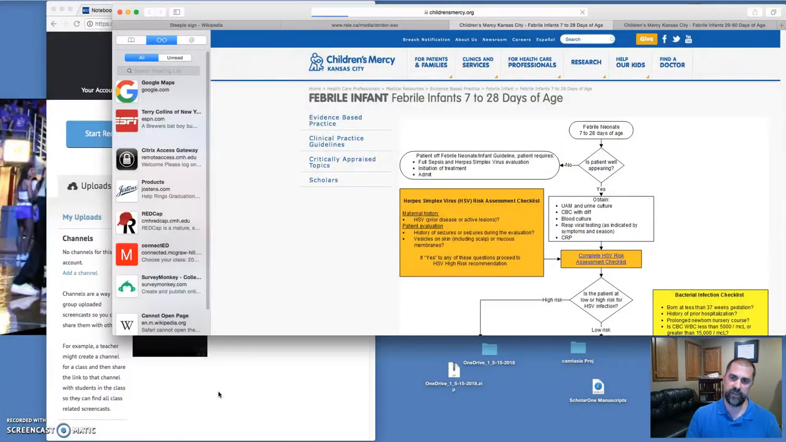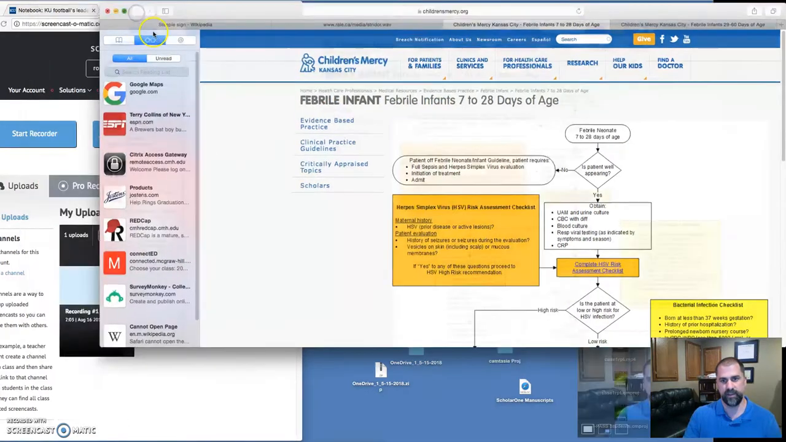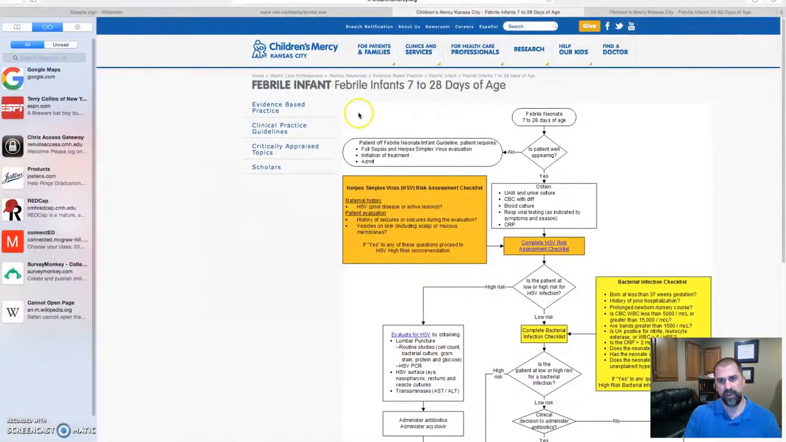Again, this will just be kind of a quick summary, and so you'll want to look at this on your own. And so you can see here that this algorithm corresponds to patients who are 7 to 28 days of age. So if they're outside of this, we can't apply it to them. And remember, this is just a recommendation. It's not a mandatory guideline to follow. And so start off, are they 7 to 28 days of age?